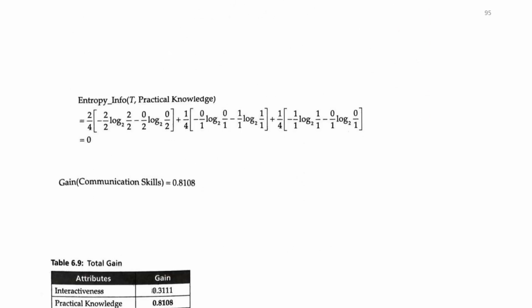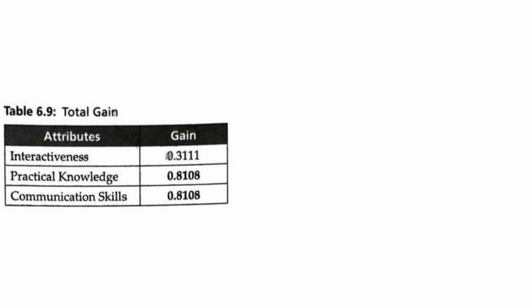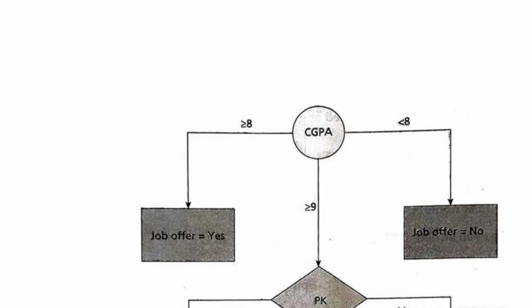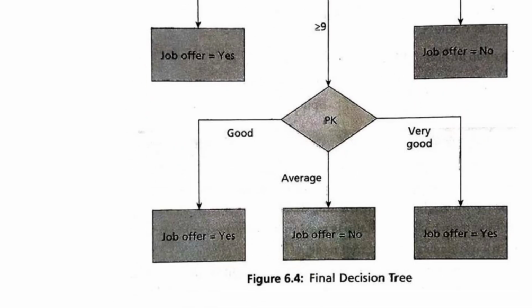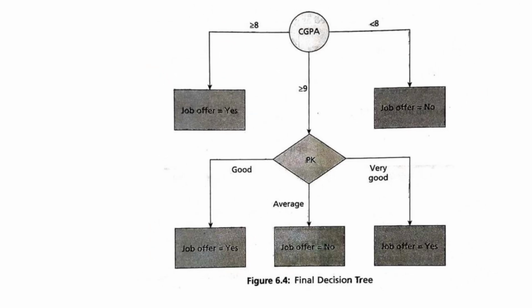After repeating, anyway, you refer to the slide. After repeating, you will get the attributes interactiveness, practical knowledge, and communication skill. In this, practical knowledge is the same, so it decides. You can take the decision on practical knowledge, whether it is good, average, or whatever. So this is the final decision tree.